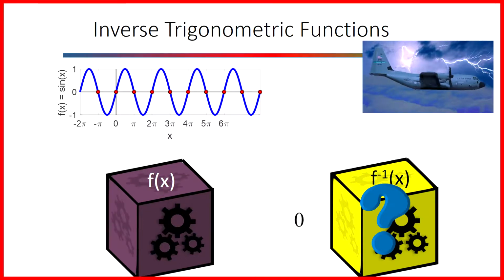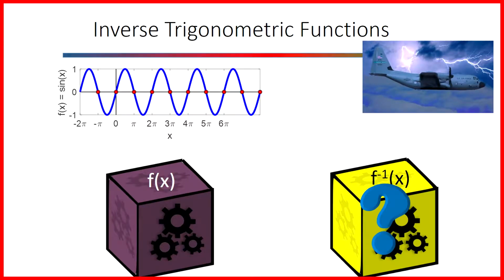Remember, it doesn't know what we put in the purple box. It only knows what we got out of the purple box. So if we put in 0 and got out 0, the yellow box for the inverse function can only give us the f inverse of 0, and we want that to be 0. But if we put pi into the purple box and get 0 out, the yellow box has to give us the same f inverse of 0. It can't be 0 one time and pi the next time.